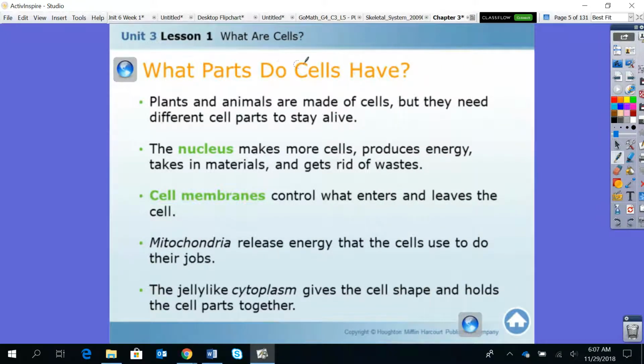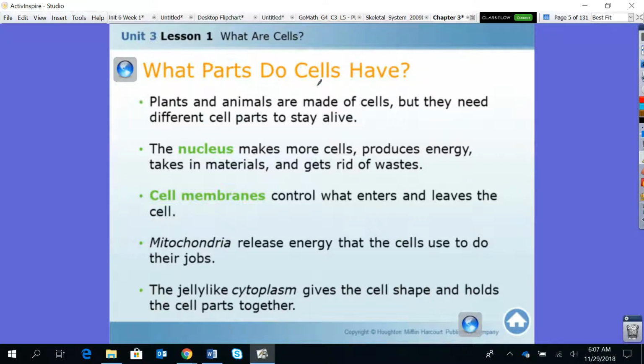What parts do cells have? Plants and animals are made up of cells, but they need different cell parts to stay alive. They both need the nucleus, which makes more cells, produces energy, and takes in materials and gets rid of the waste. He's the brain. The cell membrane controls what enters and leaves the cell. Mitochondria releases energy that the cell uses to do its job. The jelly-like cytoplasm gives the cell shape and holds the cell together.